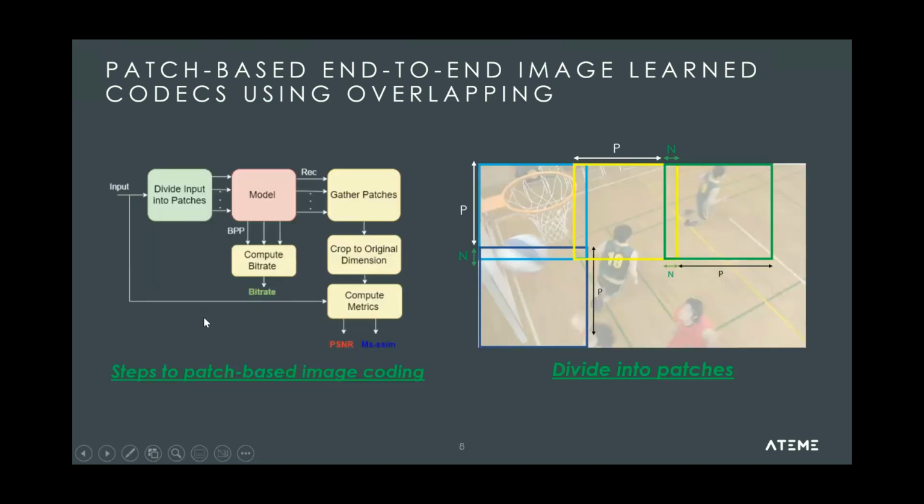So here on the left we have the steps of our method. So first we have our input. We will divide it into overlapping patches. To do so, two consecutive patches are overlapping on a number of pixels, here noted n, horizontally and vertically, as it is illustrated in the figure on the right.